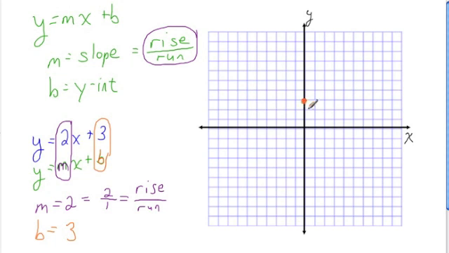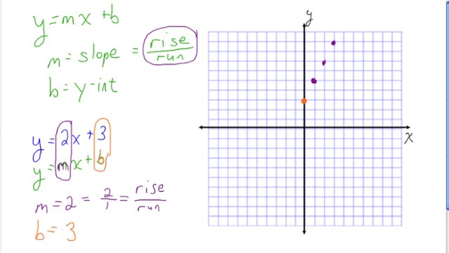This means that from any point on my line, to find another point, I can rise 2 and then run, or go over, 1. So let's do that. From this point right here, since this point is on the line, to find another point on the line, I can rise 2 and run 1. This gives me the location of another point on the graph of the line. From this point, I can find another point on the line using the same slope. I can rise 2 and run 1. And I can do this as many times as I'd like to. Rise 2, run 1.